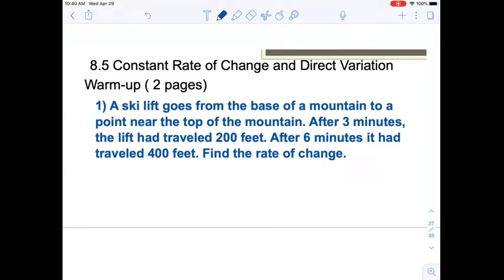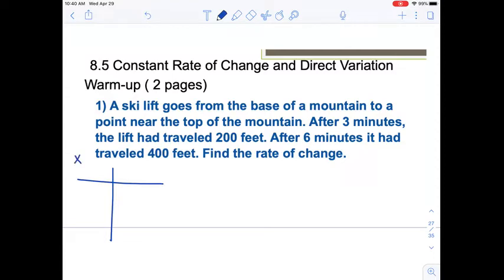This is lesson 8.5, which is again on constant rate of change and then direct variation. So, a couple problems for the warm-up. The first one says a ski lift goes from the base of a mountain to a point near the top of the mountain. After 3 minutes, the lift had traveled 200 feet. After 6 minutes, it's traveled 400 feet. Find the rate of change.